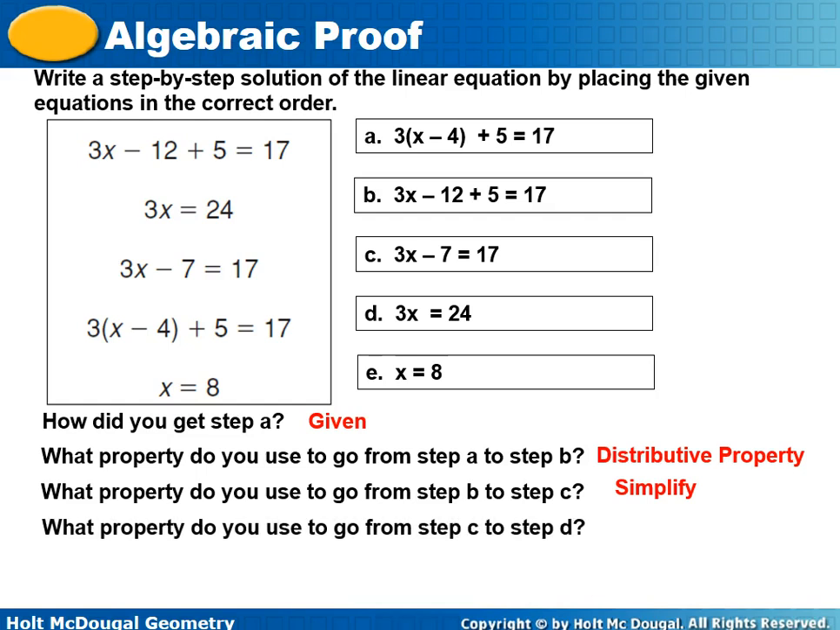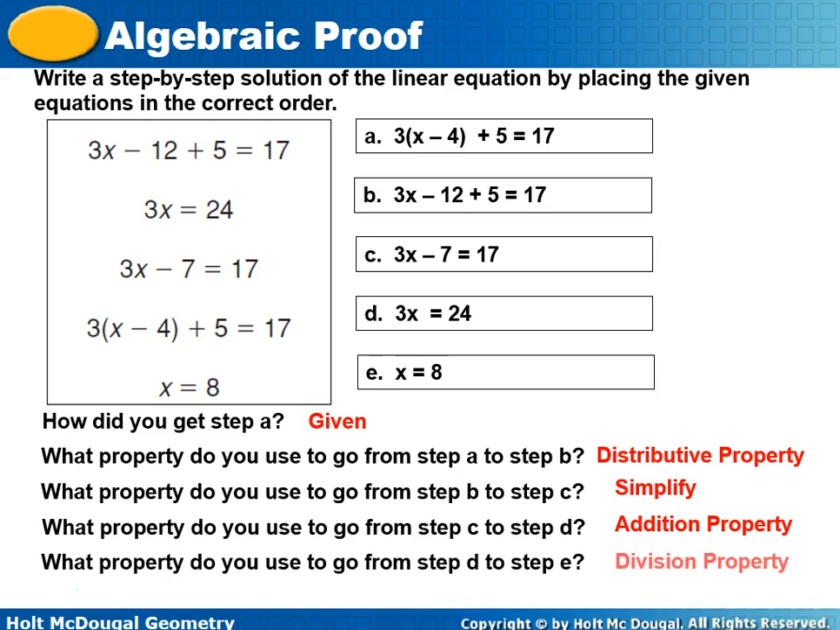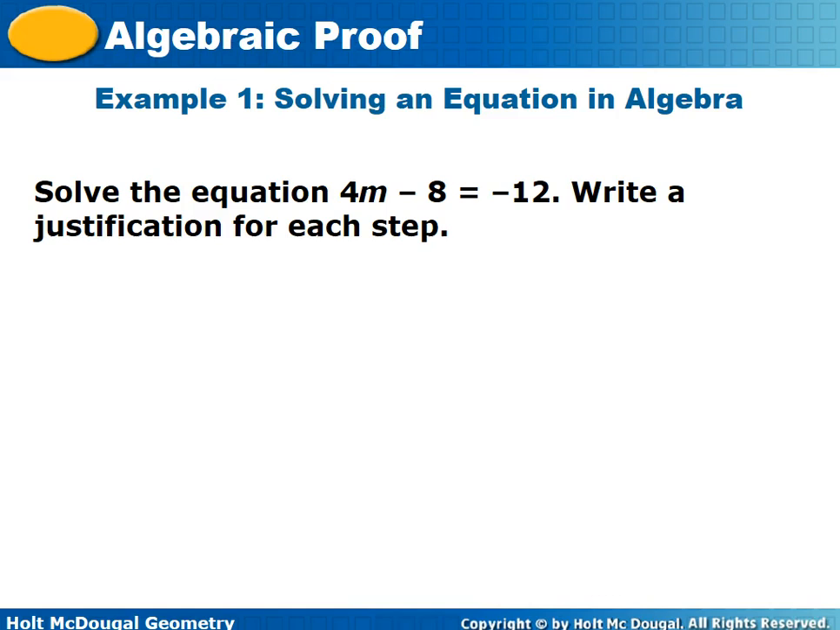Now when we go from step C to step D, we're going to add the 7 to both sides. That's the addition property. And finally, when we go from D to E, we're going to divide both sides by 3. And remember, we're always doing the opposite operation that's there to resolve what's on one side of the equal sign and move it to the other. So if we have multiplication on the left, we're actually dividing to get rid of it.